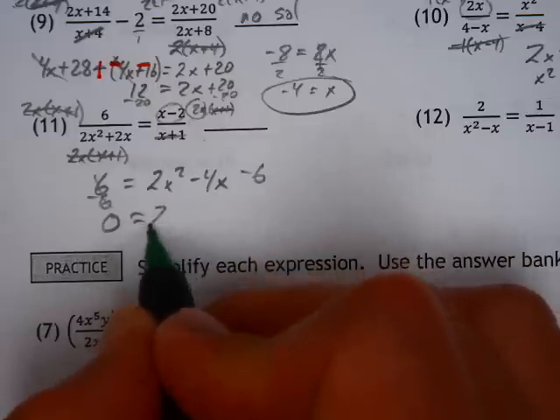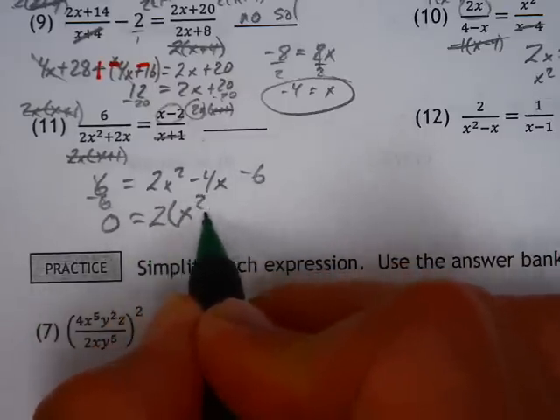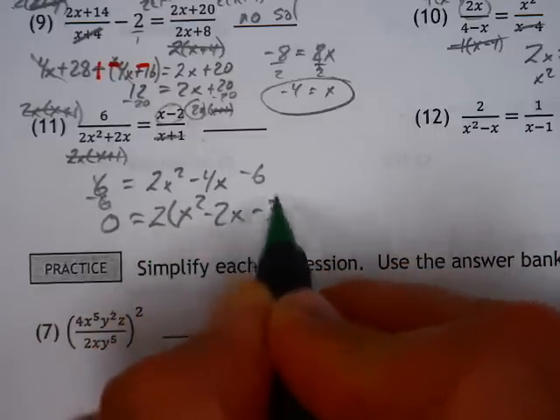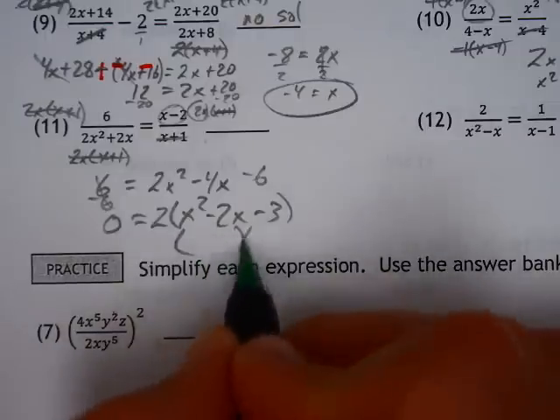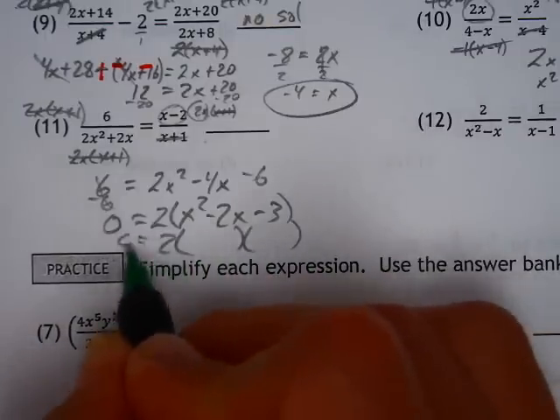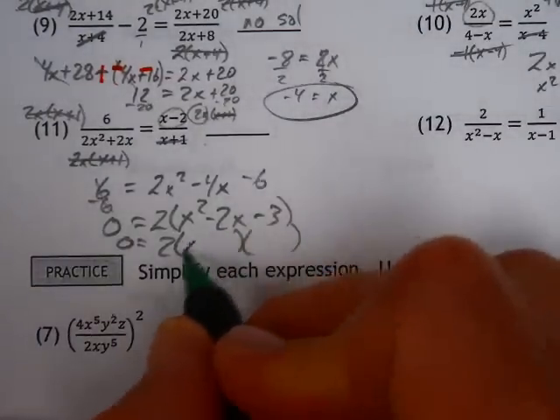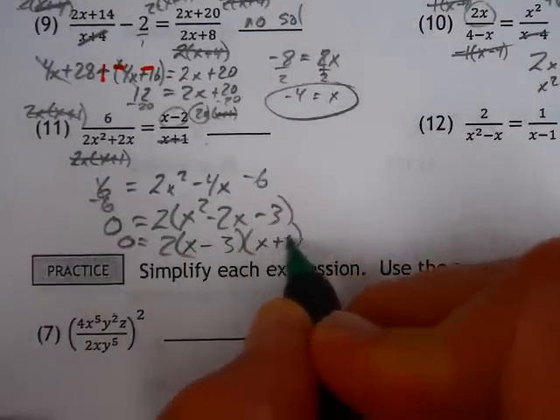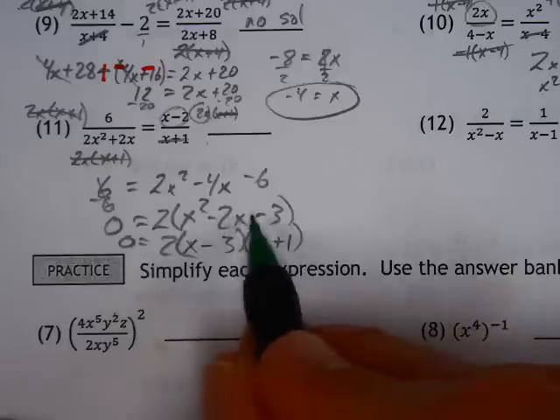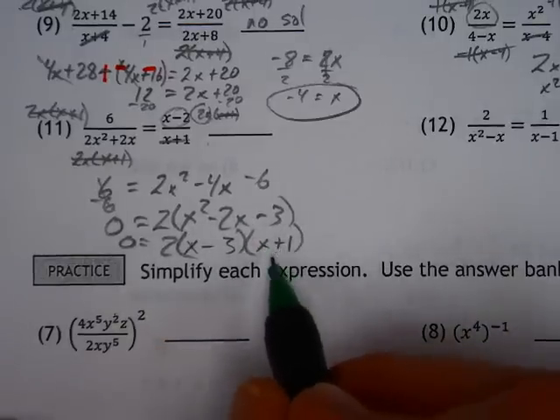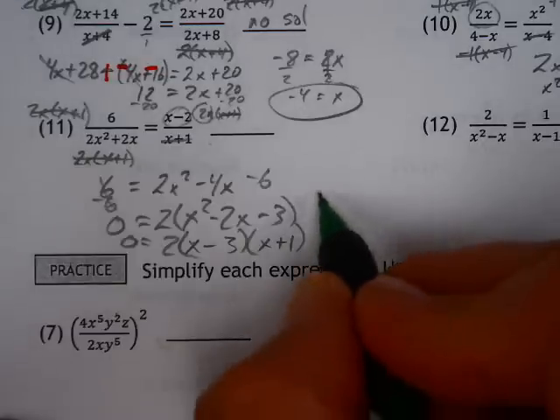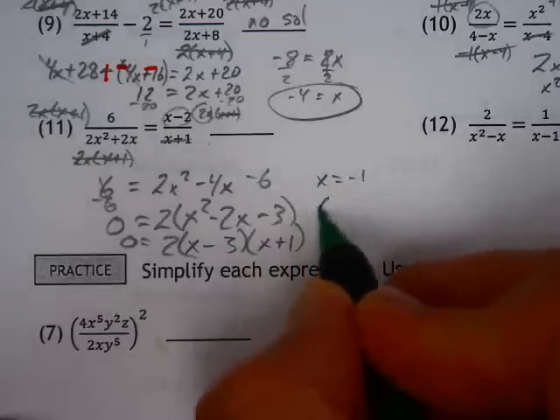You can take out a 2. You're left with x squared minus 2x minus 3. That will factor. The 2 out in front doesn't give us another solution. But if I factor to be x minus 3 and x plus 1, that'll give me these numbers up here. You plug that stuff, set it equal to 0, you have one solution as x equals negative 1 and x equals 3.